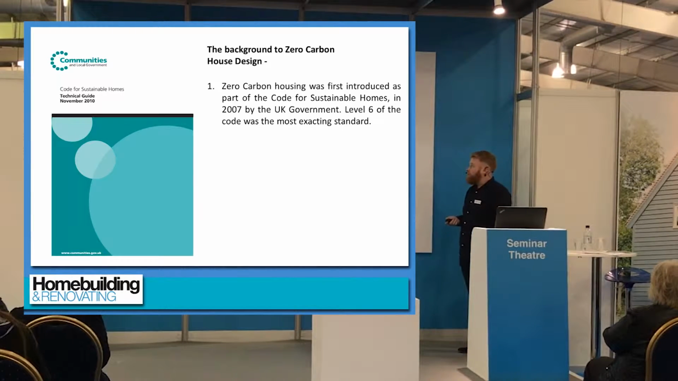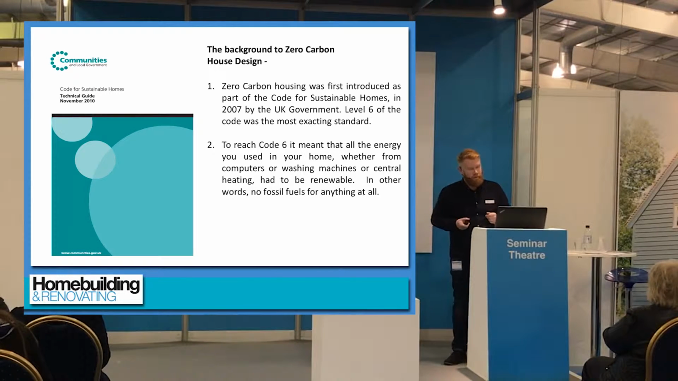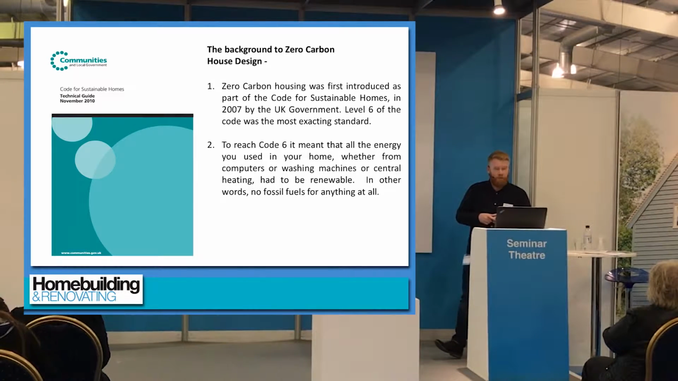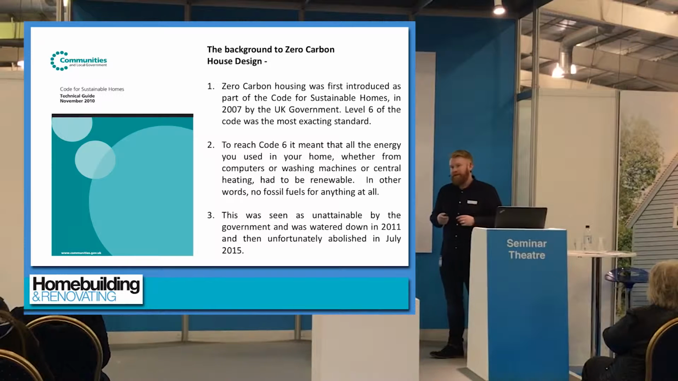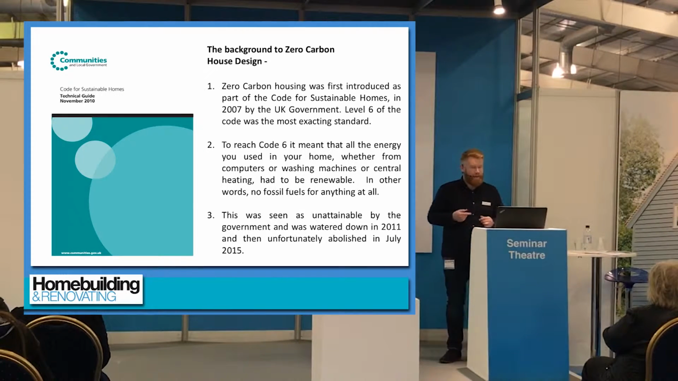So zero carbon came about from the Code for Sustainable Homes that was brought in by the UK government. It was brought in 2007 and it had lots of different ranges of sustainability. Code 6 was the top level, and that was classed as zero carbon. It wasn't seen as an attainable regulation, and it was brought back in 2011 and then removed in 2015.